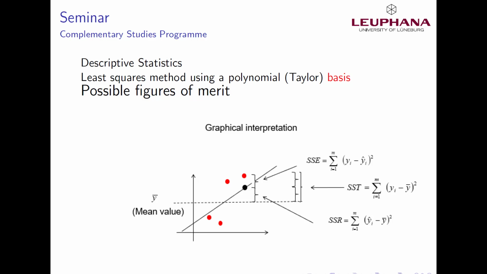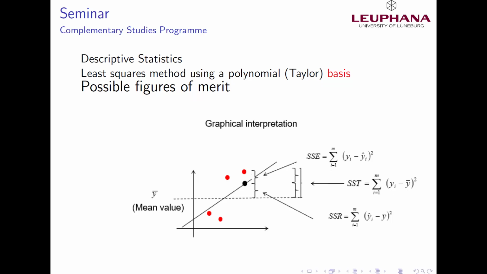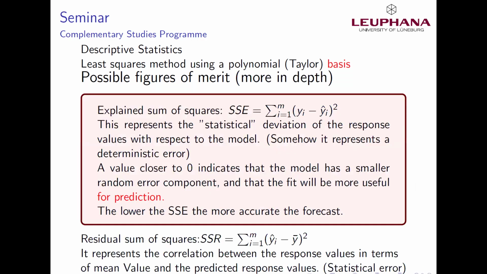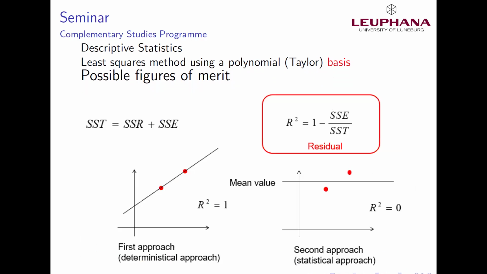SST is something related to the variance of the measurements, because if you remember, it's exactly the variance multiplied by m-1, where m is the number of measurements. SST is proportional to the variance. Do you remember I told you that this sentence here, SST equal SSR plus SSE, is a sentence which works.